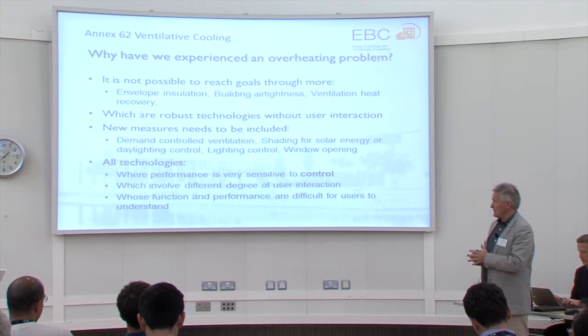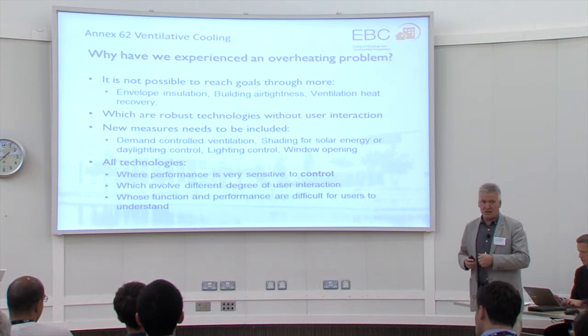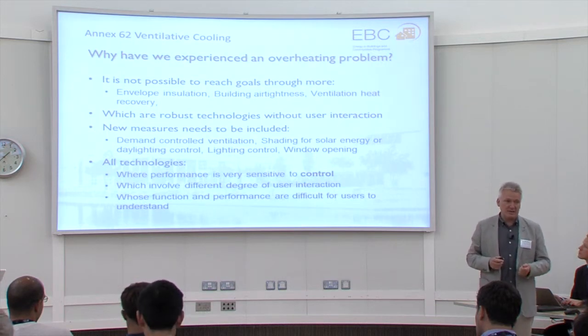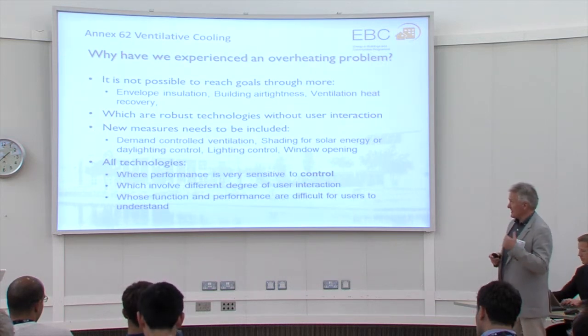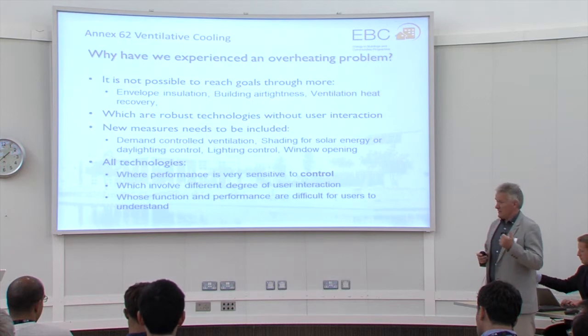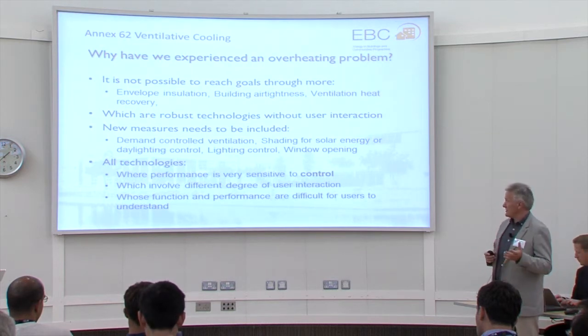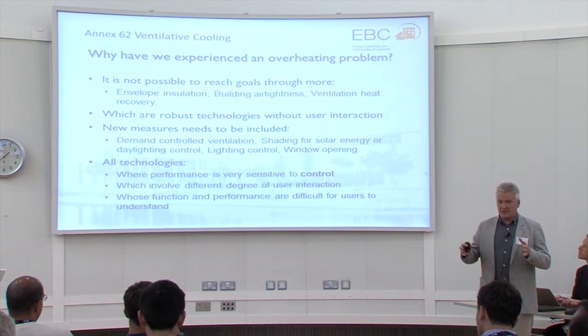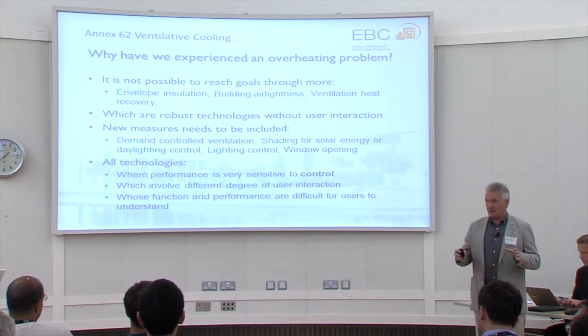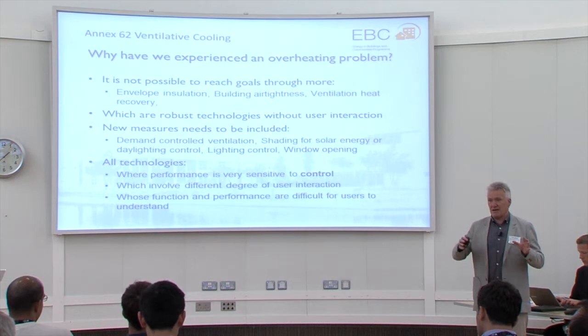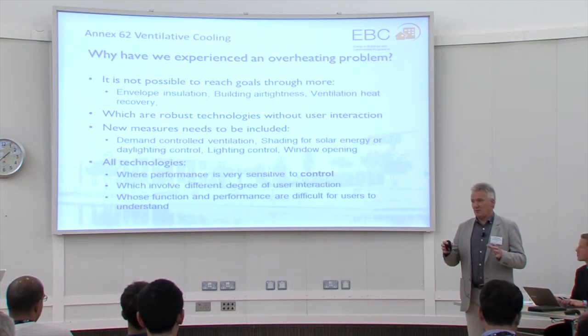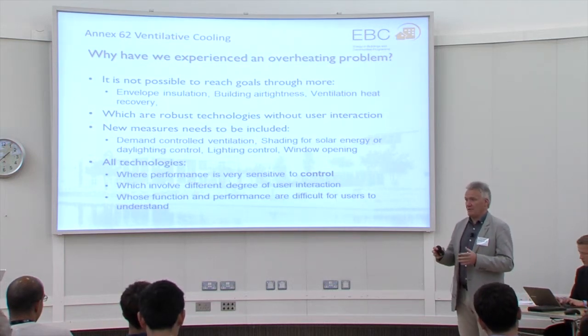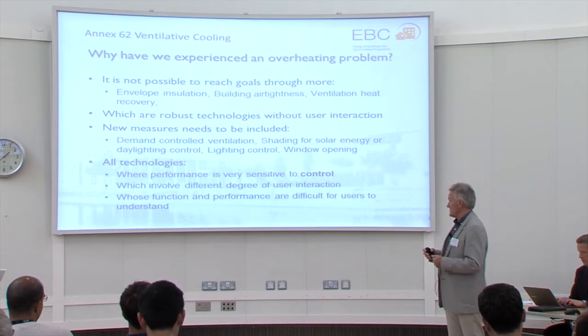But if we look at the technologies we are applying today to further improve the energy efficiency, it's technologies like demand-controlled ventilation, solar shading, daylighting control, lighting control, window opening. These are all technologies that have a large degree of interaction with the users, and where users influence a lot the performance of these systems.